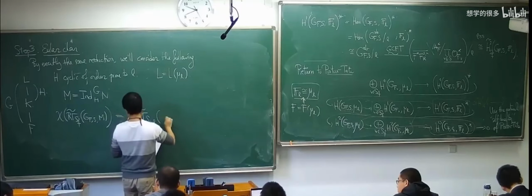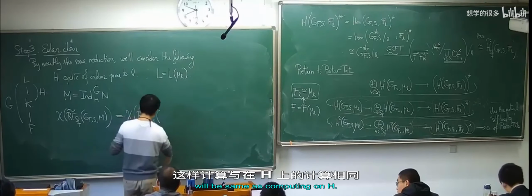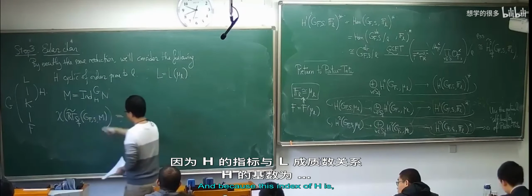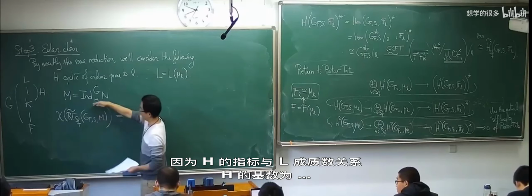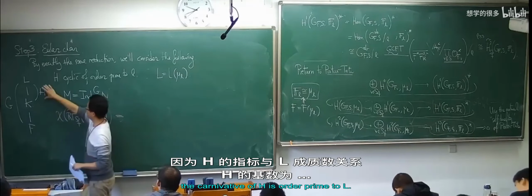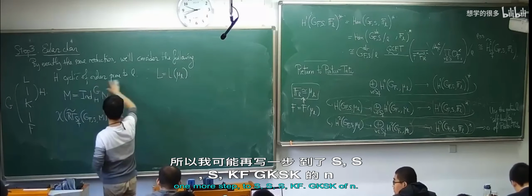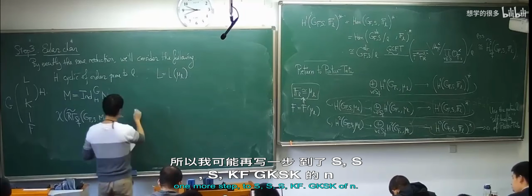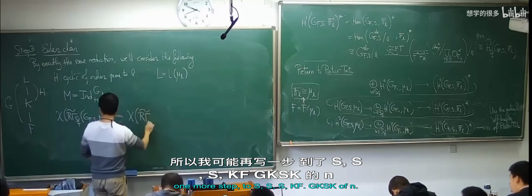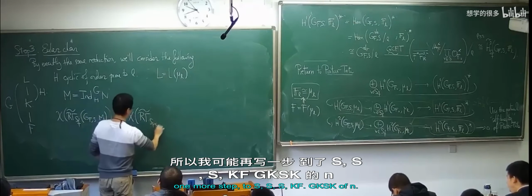Maybe on L. So let me just write down what. Computing this will be the same as computing on H, because the index of H is coprime to L, so let me write it one more step to S K F G K S K of N.